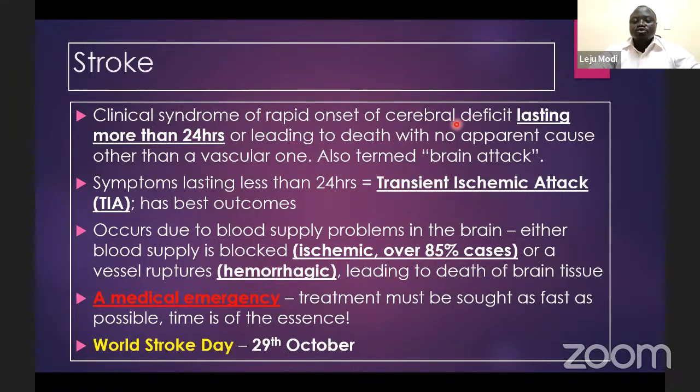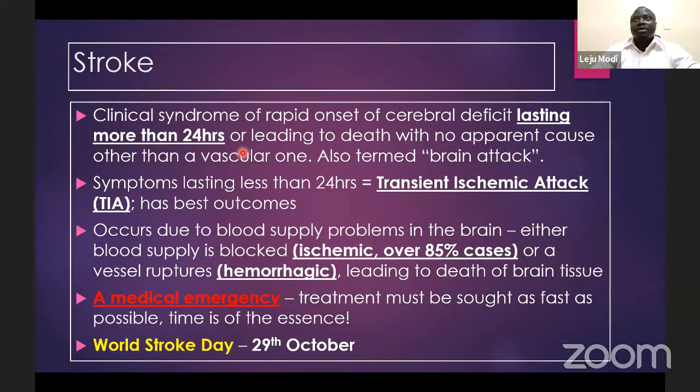And those are syndromes that come from where? From the cerebrum, or the cerebral function being reduced. So there's a deficit, there's a gap in the way the cerebrum now functions. So it results in a certain sign or symptom that you are able to see. And for you to qualify it as a stroke, this one must last more than 24 hours.